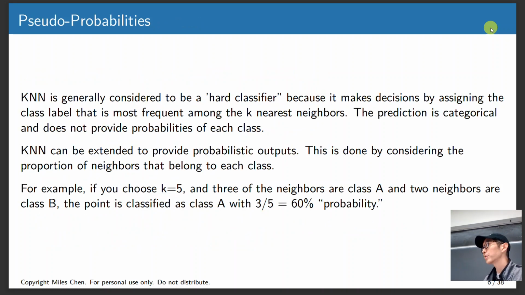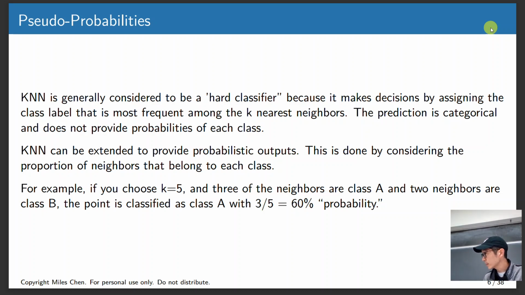KNN is generally considered to be a hard classifier versus a probabilistic classifier. So things like logistic regression would be a probabilistic classifier. The Bayes classifier is also probabilistic in that it gives you a number between 0 and 1. K nearest neighbors, generally, it's a hard classifier. It's just this dot gets assigned to category A, or this dot gets assigned to category B. You generally don't get probabilities. But you can extend it to provide kind of pseudo probability outputs. And that's done by considering the proportion of neighbors that belong to each class.